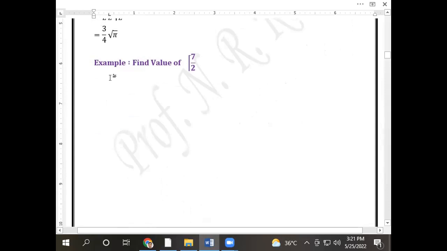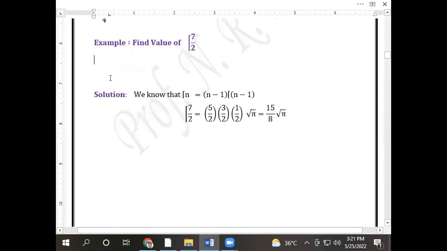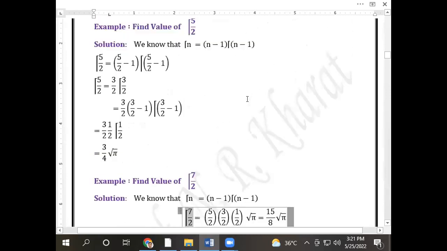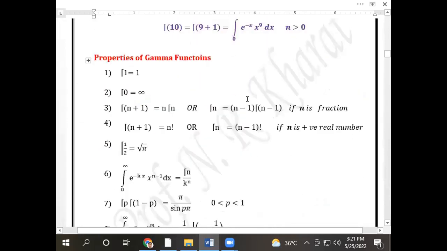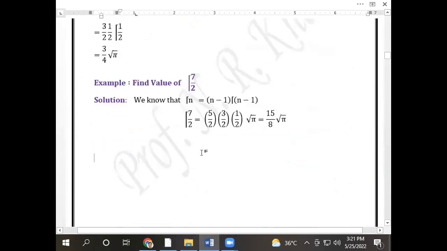We will see the second example of the same type: gamma of 7 by 2. And we know the standard formula or standard conversion for this. We have to subtract the even number from 7, that is, from the numerator. We have to find gamma of 7 by 2. And we know the property gamma of n is equal to n minus 1, gamma of n minus 1. With the help of this, we can use this formula here and directly find the solution.